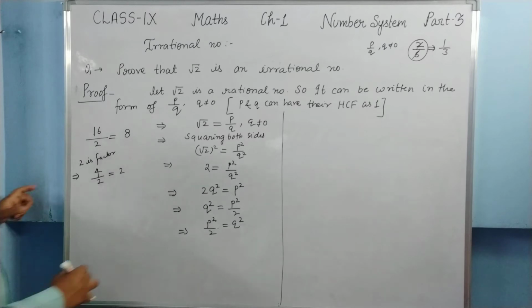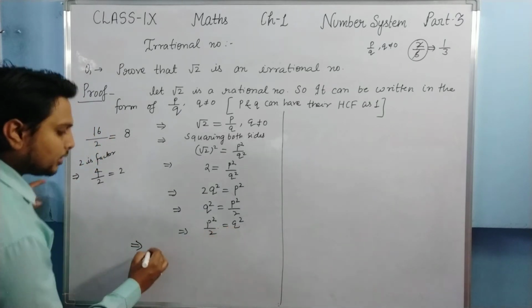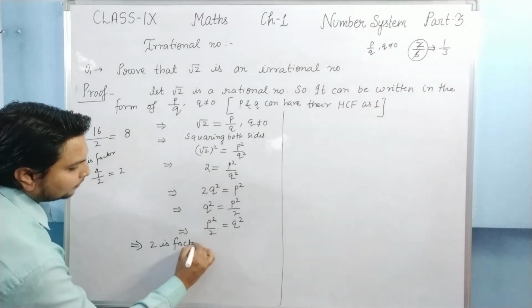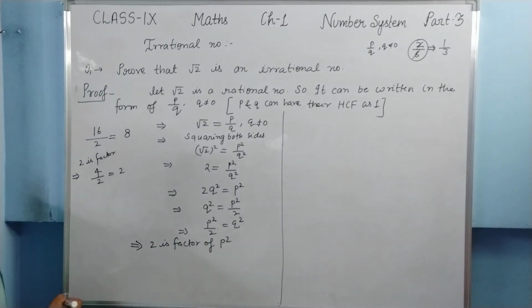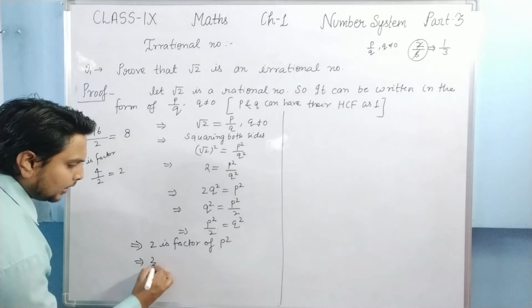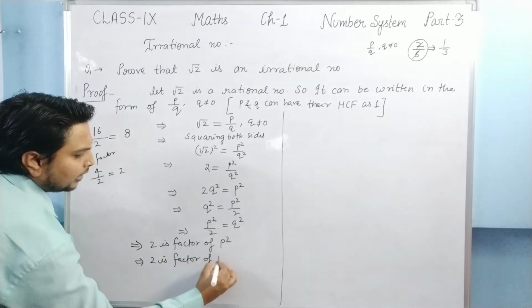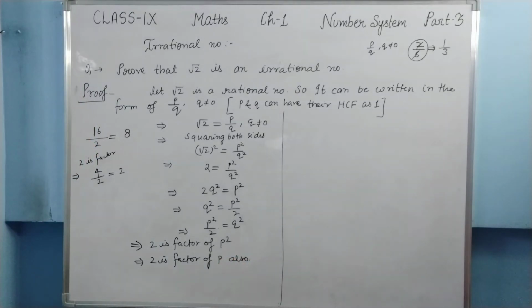Okay, so what I want to say here is that after this step you can write that 2 is a factor of P square. And if 2 is a factor of P square, then we can write that 2 is a factor of P also. Okay, 2 is a factor of P also. This also we can say.